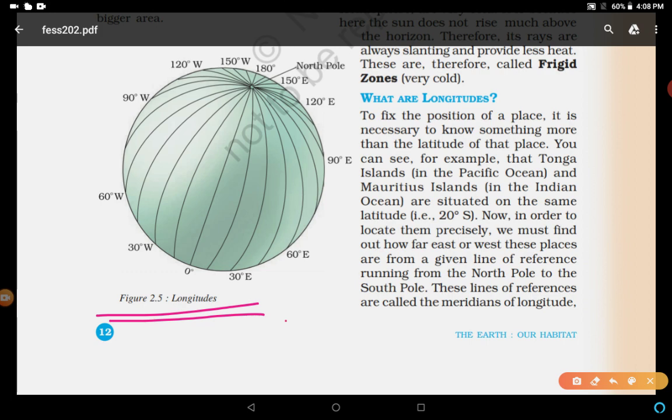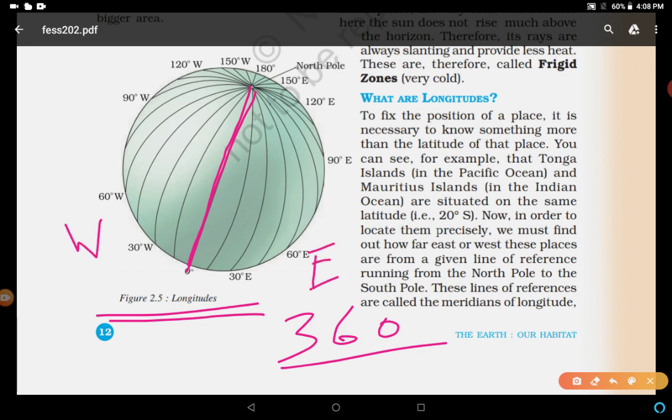Longitudinal lines are 360 in number. In the previous video we discussed it. And this is the 0 degree prime meridian, and it divides the earth into two equal parts, the eastern part and the western part, right? So 180 degrees are in the eastern part, 180 longitudes are in the western part. Yesterday we discussed it.